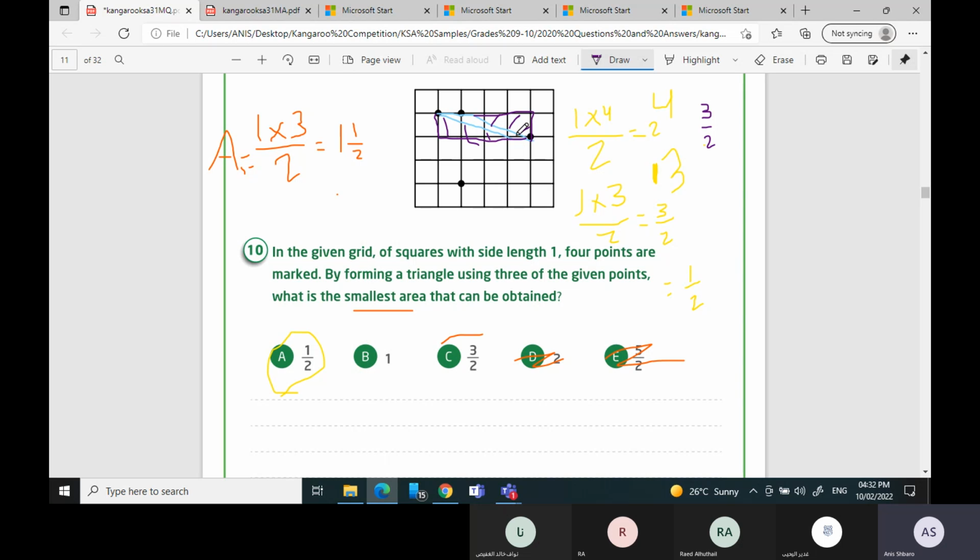And this one will be 1, 2, 3, 4, 1. So 1 times 4 is 4 over 2. Also, it's equal to 2. And the area of the whole rectangle is 1 multiplied with 4. So it's 4. Let me denote this by x. Or I'm going to write it directly with A2. So 4 equals 2 plus 3 over 2 plus A2.